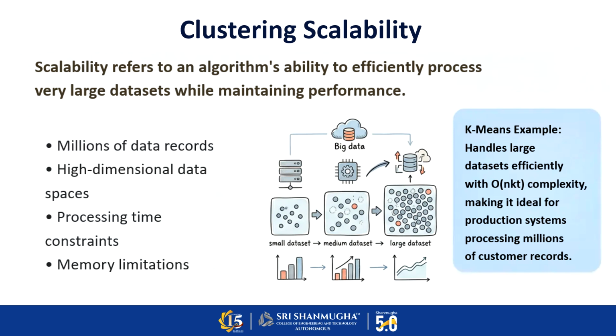O of nkt. K-means complexity, where n is the data points, k is the clusters, and t is the iterations. So generally scalable. So K-means scalability: K-means handles large data sets efficiently with O of nkt complexity, making it ideal for production systems processing millions of customer records. Companies like Amazon and Flipkart use K-means to cluster millions of customers daily for recommendation and marketing.